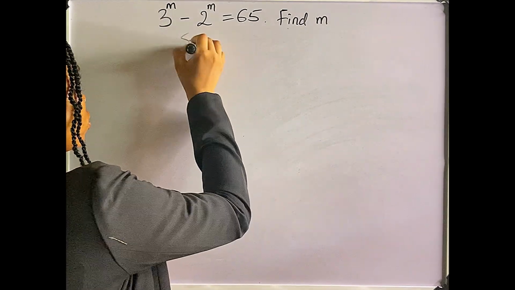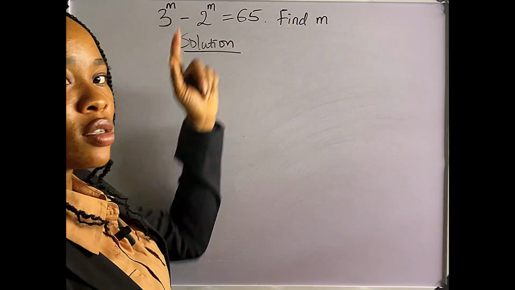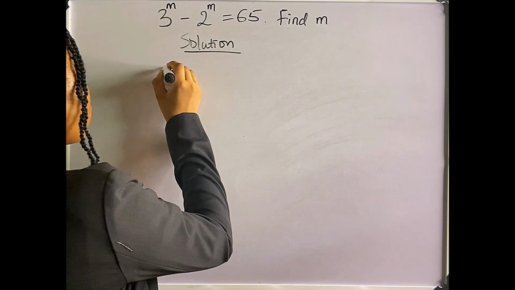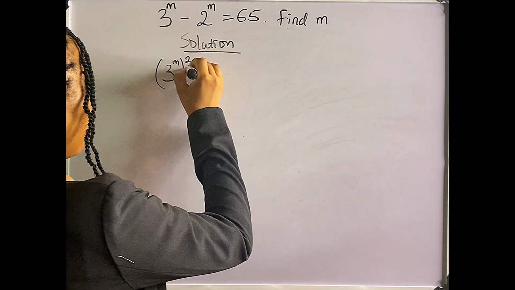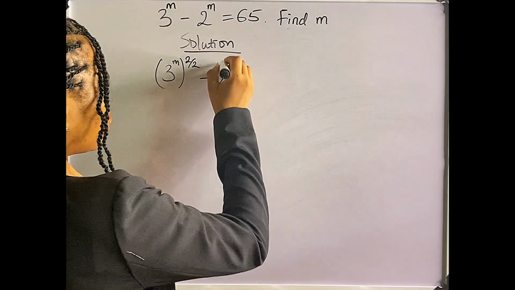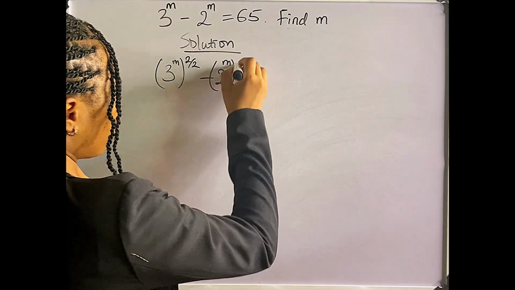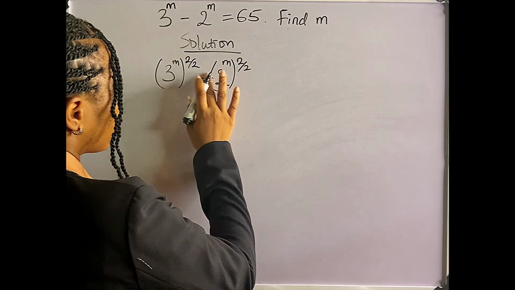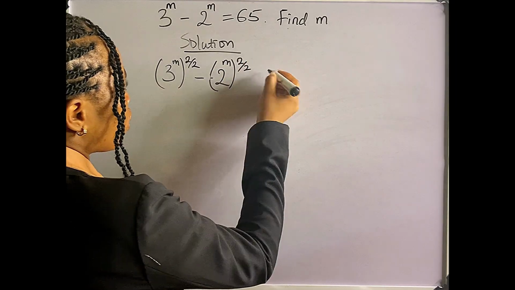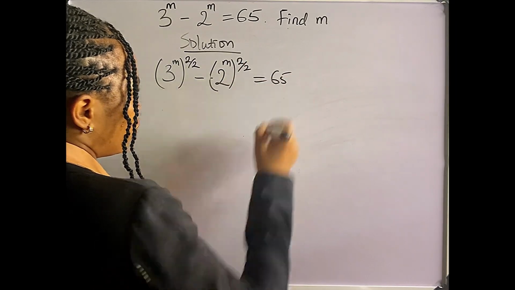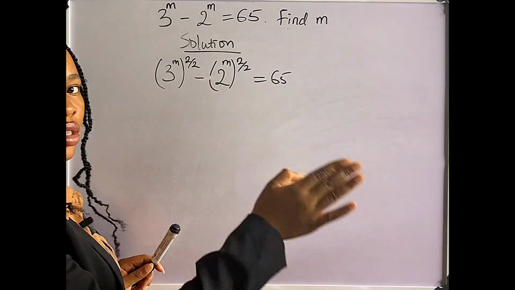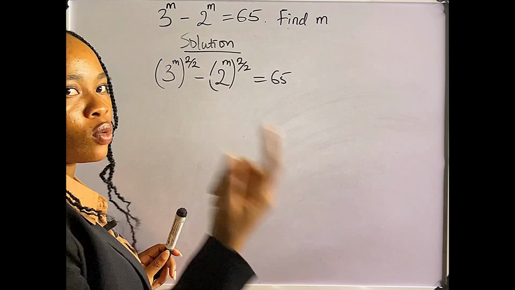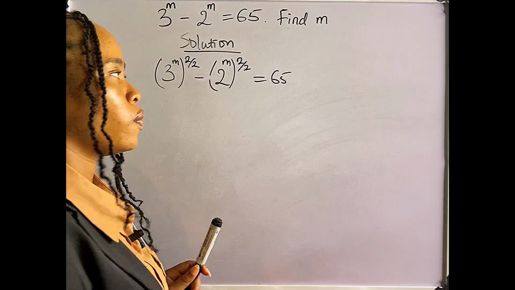Now solution. I can rewrite this as 3 raised to the power of m all raised to the power of 2 over 2 minus 2 raised to the power of m all raised to the power of 2 over 2 equals 65. This doesn't change anything because 2 divided by 2 is still 1.